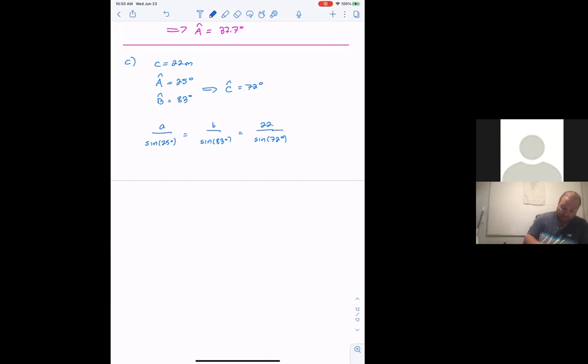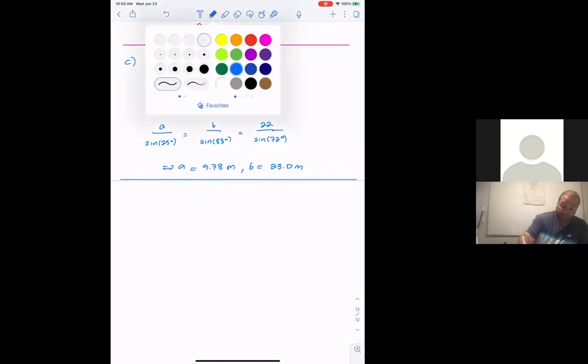Okay, so 22 divided by sine of 72 times sine of 25. A is approximately 9.78. What are my units? Meters. And if I go back to 22 over sine 72 degrees, and I multiply by sine of 83 degrees, I see that B is approximately 23.0 meters. And very strange that this would be in the section on the law of cosines when it is a straight up law of sines problem.